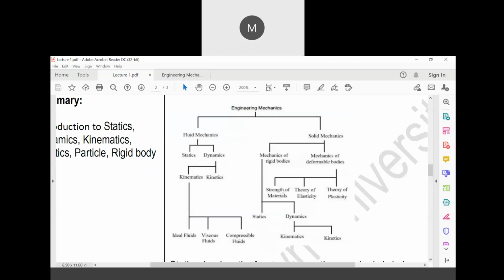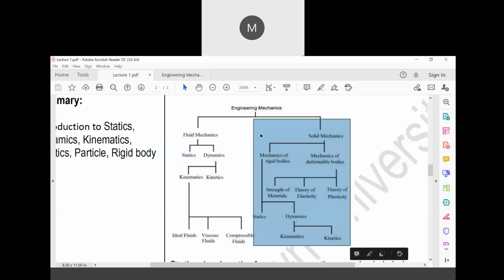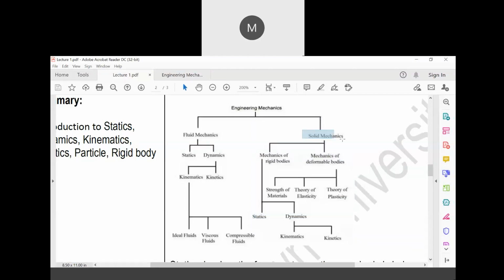After that, we have different sub-parts, like strength of materials, theory of elasticity, and theory of plasticity. Then mechanics of rigid bodies is divided into statics and dynamics, and dynamics is divided into kinetics and kinematics. The basic concepts of this part of solid mechanics in engineering mechanics we will be studying in this semester, and in the next semester we'll have a proper solid mechanics subject. The fluid part, related to fluid or flowing bodies, will be taught in the upcoming semesters.